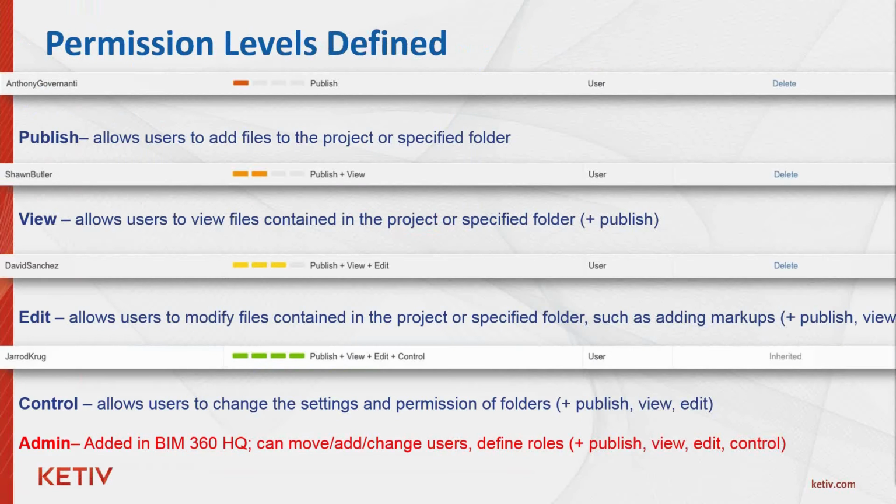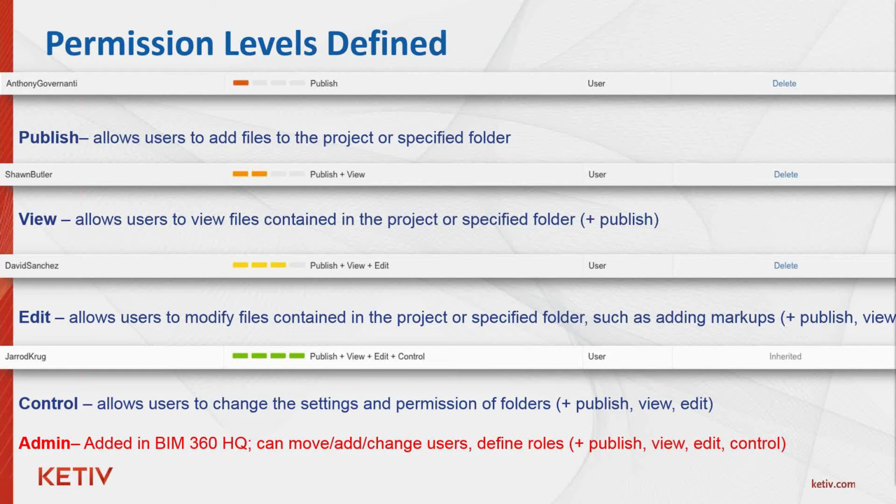Okay, so permission levels defined just a little bit more. Publish allows users to add files to the project or specified folder. View allows users to view files contained in the project or specified folder, plus they can publish. The edit feature allows users to modify files contained in the project or specified folder, such as markups, plus you get publish and view. And then the control permission level allows users to change the settings and permissions of the folders, plus publish, view, and edit.